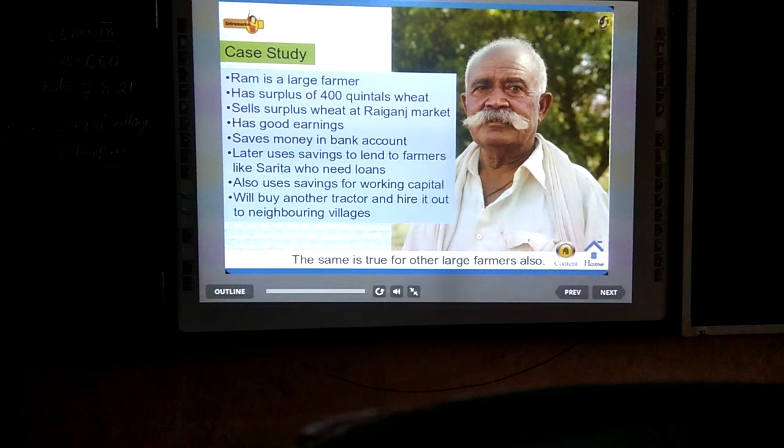There is another case study. Ram is a large farmer with a surplus of 400 quintals of wheat. He sells the surplus wheat at Raiganj market, has good earnings, and saves money in a bank account. Later, he uses savings to lend to farmers like Sarita who need a loan. He also uses savings for working capital. He will buy another tractor and hire it out to neighboring villages. The same is true for other large farmers also.